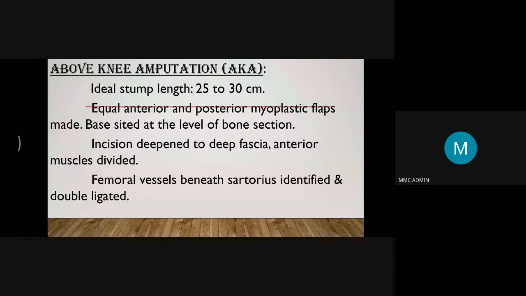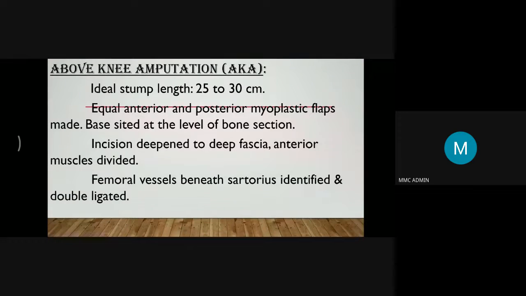If the remaining stump you leave is very long or very short, it will affect the prosthesis. It should be an ideal stump length. If you are leaving only 18 centimeters instead of 25 to 30, we have to alter the prosthesis accordingly, and the movements will not be as good as before.